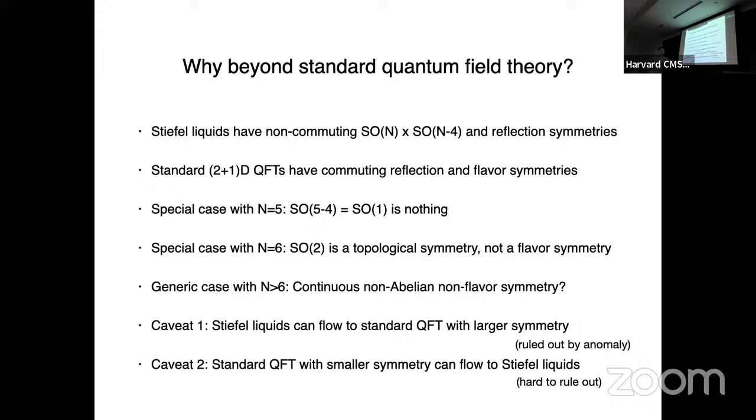And there's another caveat that is maybe some renormalizable Lagrangian with a smaller symmetry can become the stable liquid with a larger symmetry at low energies. This is hard to rule out, and we can't rule that out. So it's either really beyond those renormalizable Lagrangians or is this situation. Either one is very interesting. Even if it's this situation, then we have to understand how this symmetry can emerge. From that, we can also learn something very novel. But how does the reflection act on the SO(n-4) factor?